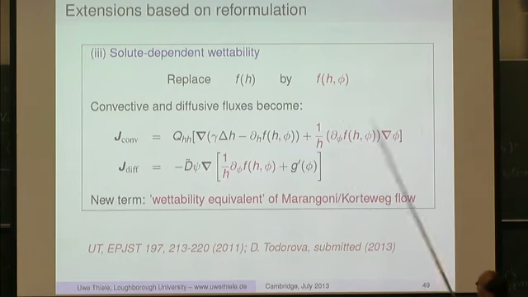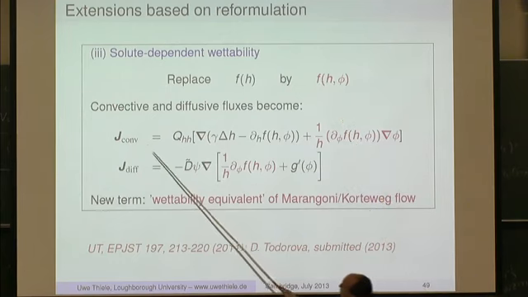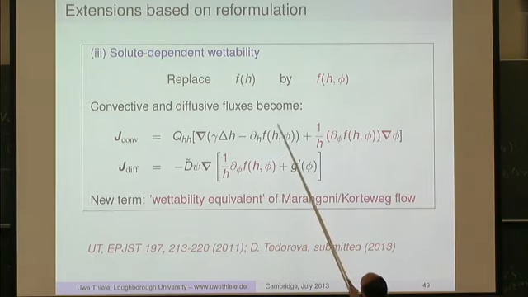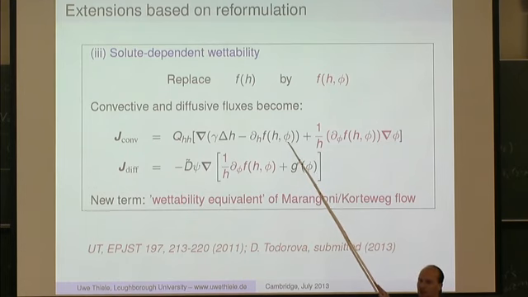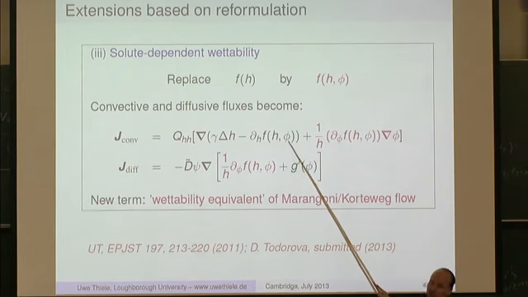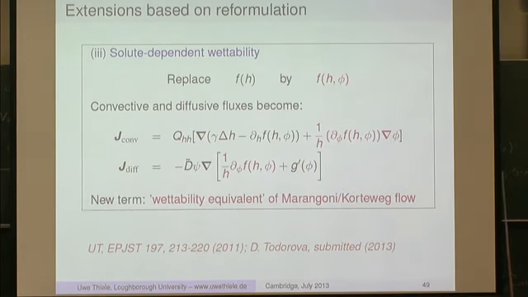Now, if you put this in, you get a convective flux that looks like this. So you have a Laplace pressure term, and you have the disjoining pressure term that now depends on h and phi. That's what people normally do. They replace the disjoining pressure that depends on h by something that also depends on phi. However, I never saw this type of term that automatically comes out.